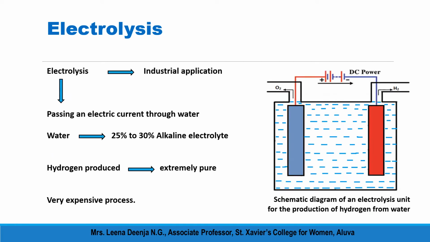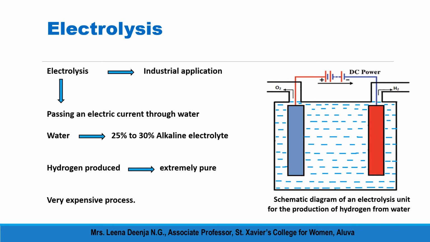alcohols. Production of hydrogen by electrolysis is an old method that found industrial application in the food industry and other activities that need only a moderate amount of gas. Electrolysis involves passing an electric current through water to split water into hydrogen and oxygen. Since water is a poor conductor of electricity, it is mixed with 25 to 30% of alkaline electrolyte such as potassium hydroxide. Hydrogen is then collected at the negatively charged cathode and oxygen at the positively charged anode.